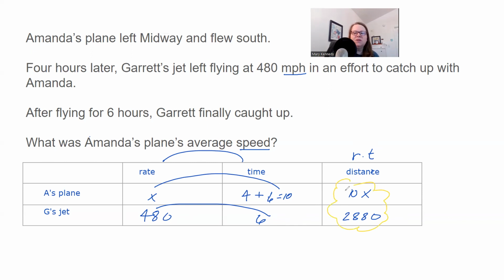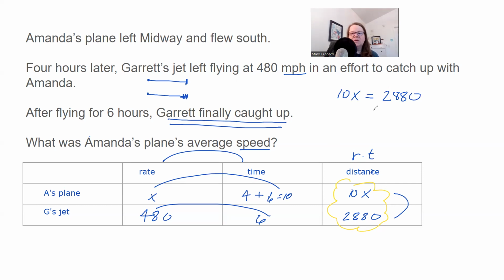You're almost always going to use these two distances somehow in your equation to solve, and it just depends on what the question's asking. In this case, they've caught up to each other. Amanda takes off, gets to a certain point. Garrett leaves later, but he gets to the same point. He's trying to catch up. So that doesn't look like the same distance, but they've gone the same distance. These distances are equal to each other. That's how we know that we would set these as equal.